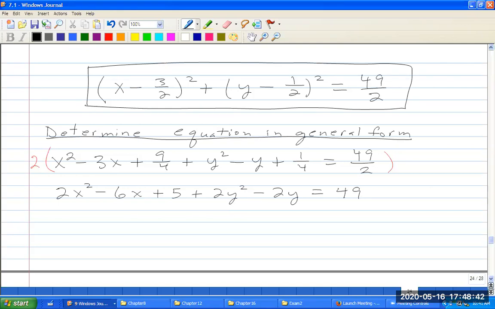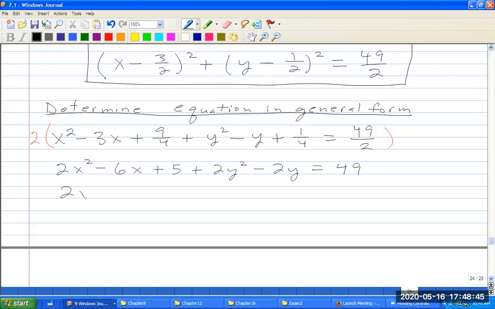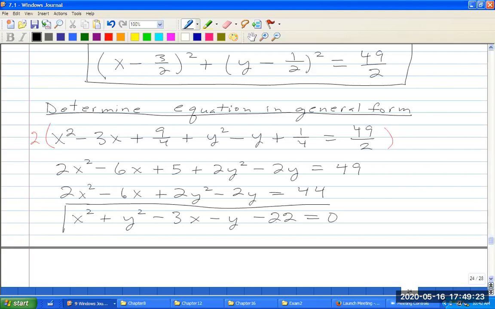Subtract 5 from both sides of your equation. So 2x squared minus 6x plus 2y squared minus 2y is equal to 44. Divide everything by 2, so we get x squared plus, let's write the y squared first, y squared minus 3x minus y equals 22. Well, let's write it as minus 22. That's the equation of your circle in general form.